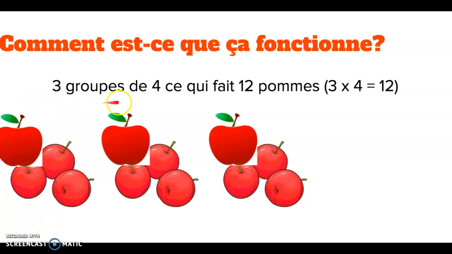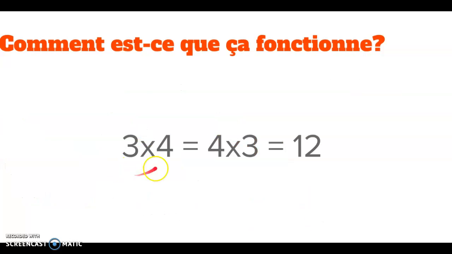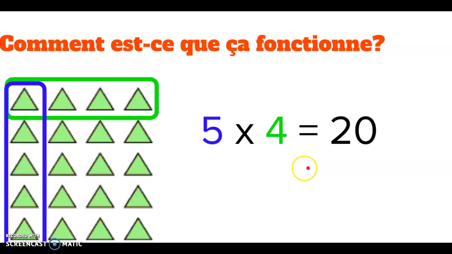So now we have 3 groups of 4, which makes 12 apples. So 3 times 4 equals 12. We didn't add any apples. We didn't take any apples away. We just moved them around a bit. So 3 times 4 is the same thing as 4 times 3, and they both equal 12.